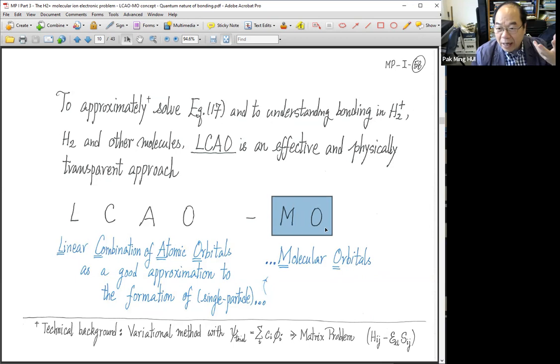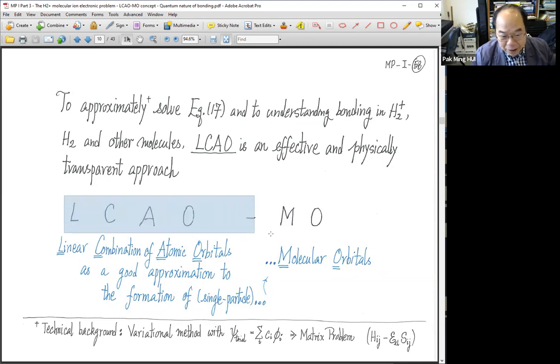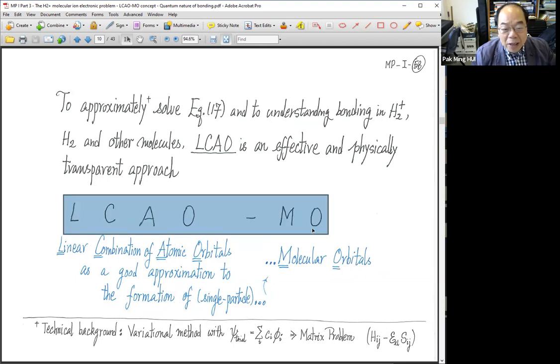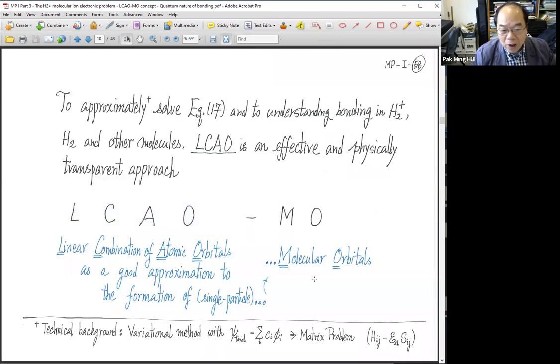Just like atomic problems, the 1s, 2s, 2p, you call them atomic orbitals of a particular atom, helium, say. So the full name, standard name in quantum chemistry and atomic physics and molecular physics is LCAO-MO. What it means is that we use this idea, LCAO, to form MOs. So we will focus on the discussion of this method in the first part of today's class.